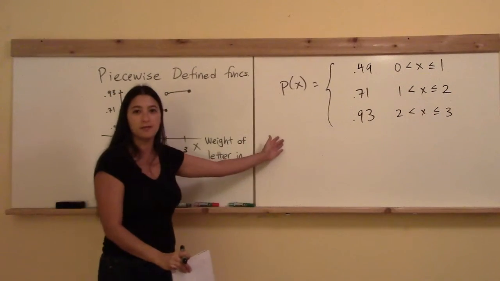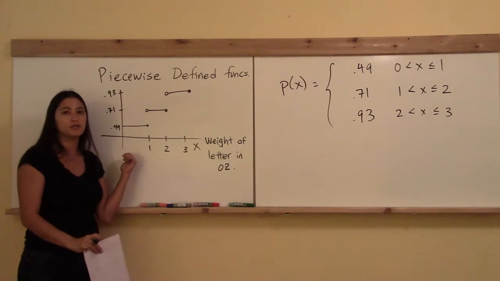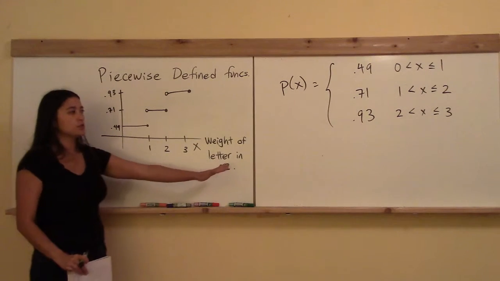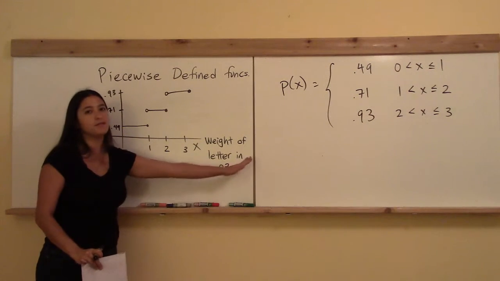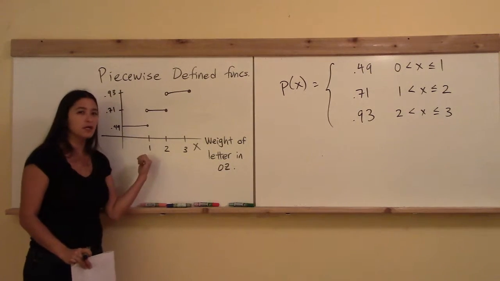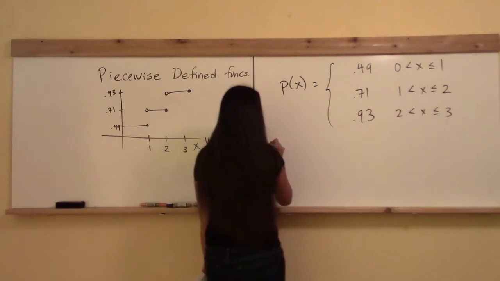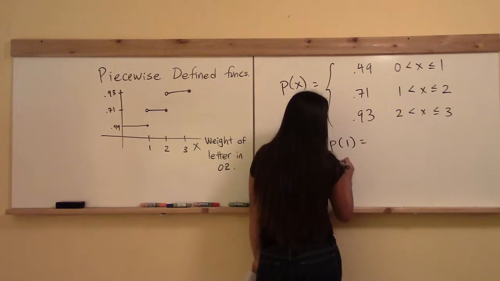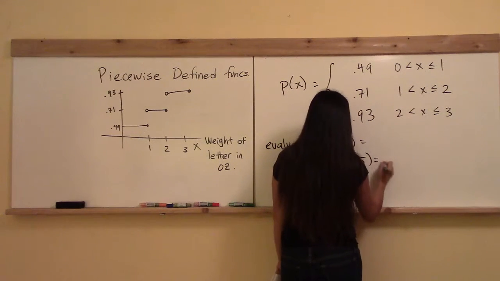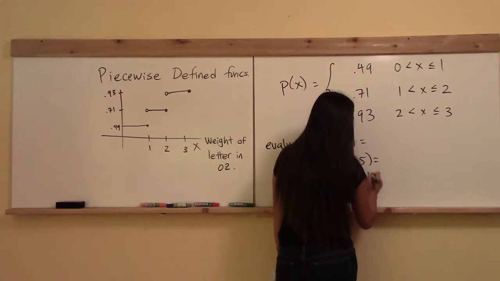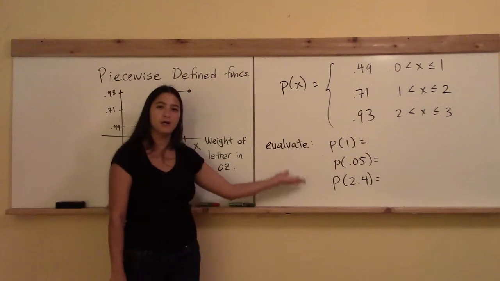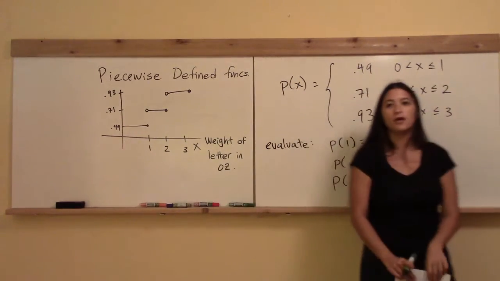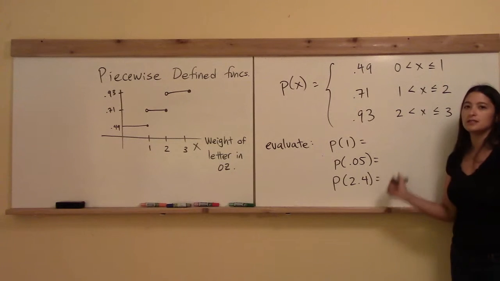You can see the mathematical definition on this side, and you can see the corresponding illustration as a graph on this side. Mainly we're going to be focused on the mathematical representation, and if you're given this, how can you figure out what it looks like? How can you figure out different function evaluations? For example, I might ask you to evaluate what is P of 1, what is P of 0.5, what is P of 2.4. You can use this equation here, or if you want, you can look at the graph. Go ahead and pause the video and try to evaluate these different parts of the function.